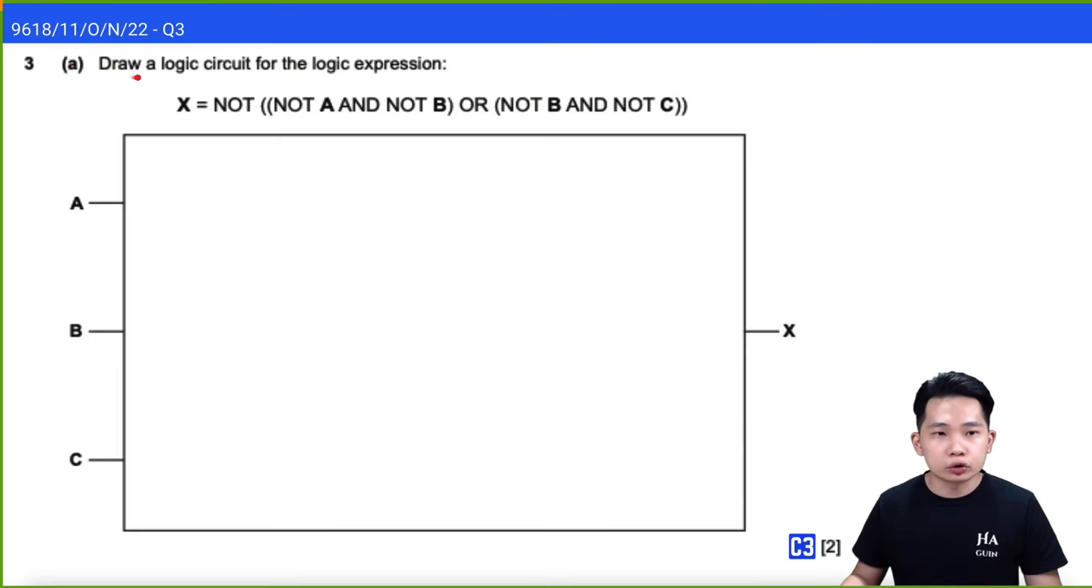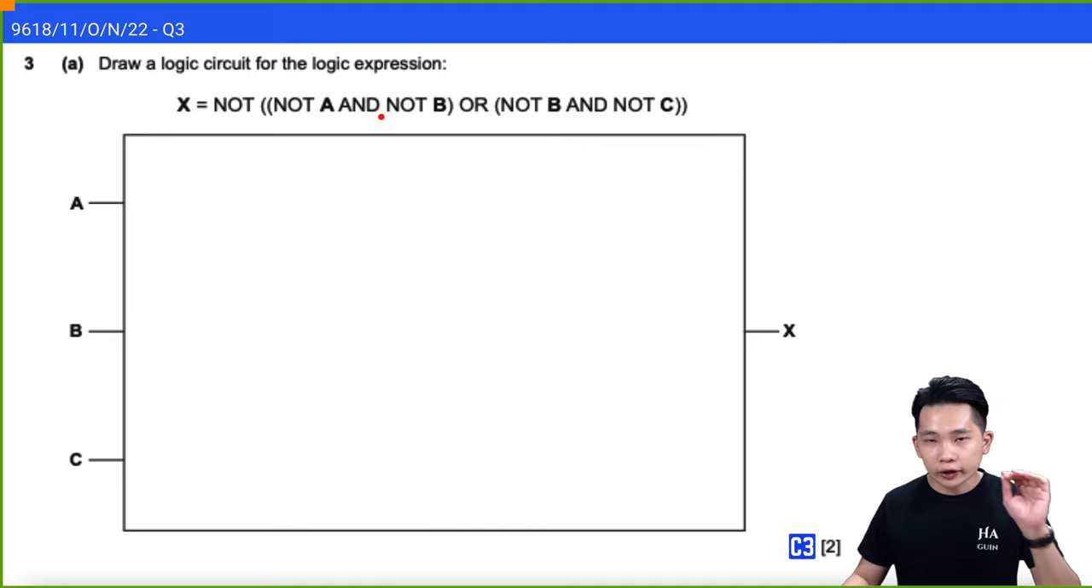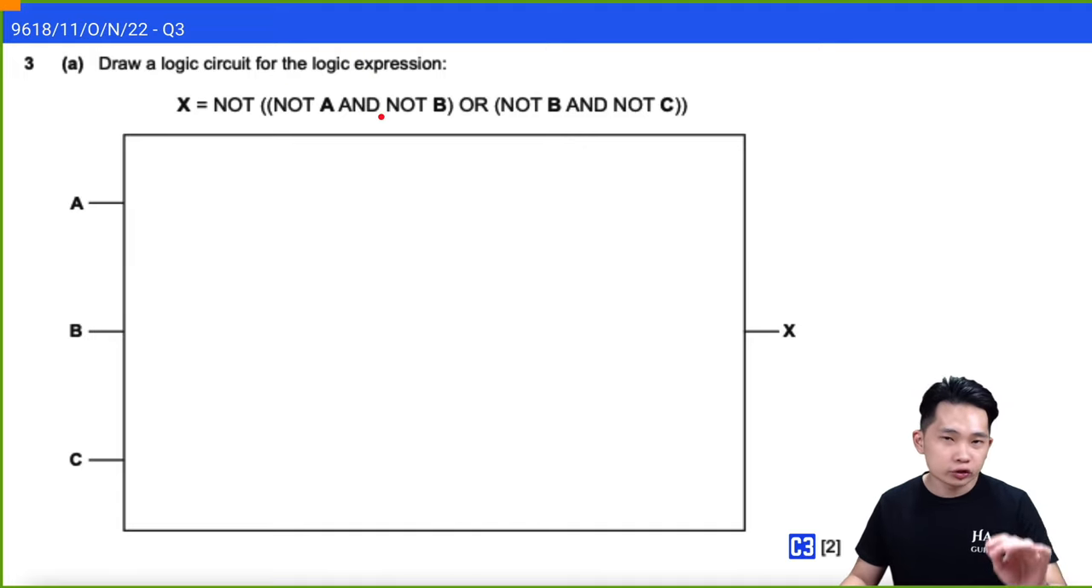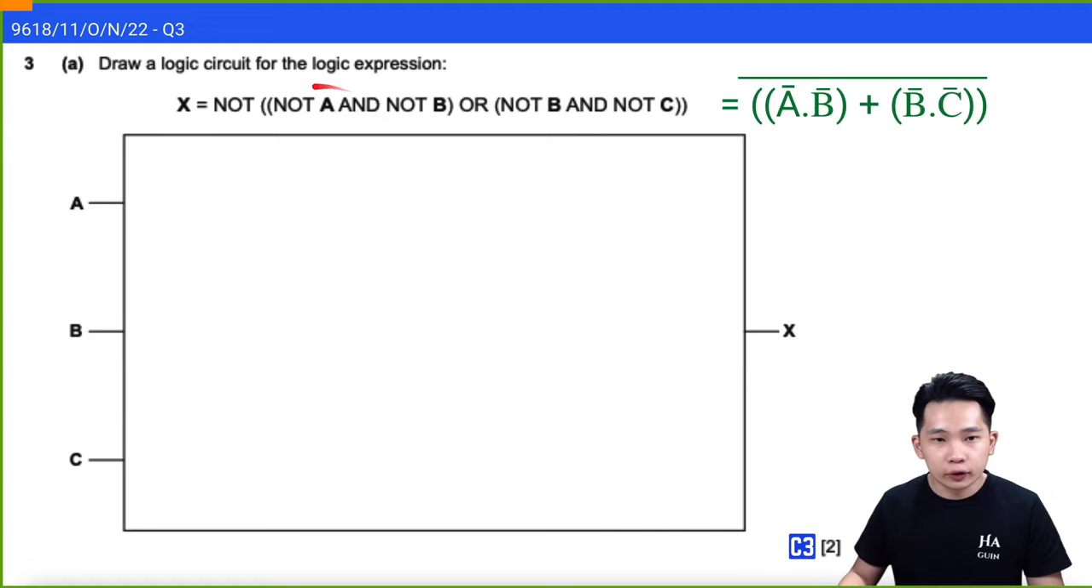So for this question, draw a logic circuit for the logic expression. So for this type of question, normally what I do here is that I will convert it into equation form from the verbal form. So the equation form will be this equation form here. So first of all, not A and not B in this bracket here, it means that A inverse dot B inverse. So this is for not A and not B, and then we put a bracket here. Since this is AND, therefore we use a dot here. And next will be OR, so we will put plus here. And next will be not B and not C, therefore B inverse dot, this is for AND gate, and then C inverse, and then bracket.